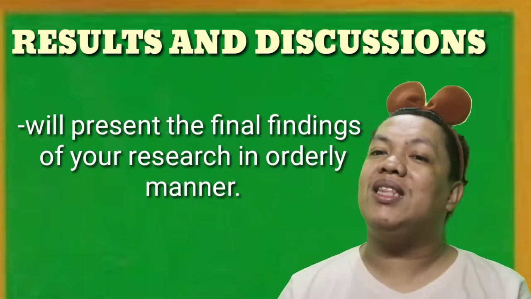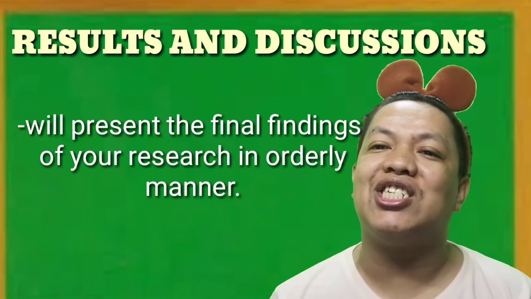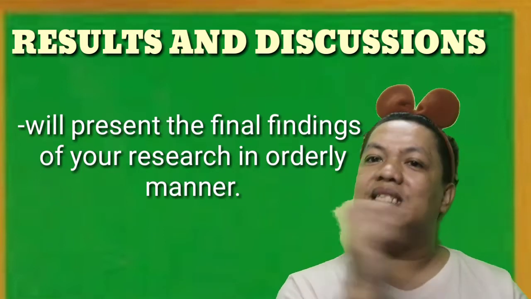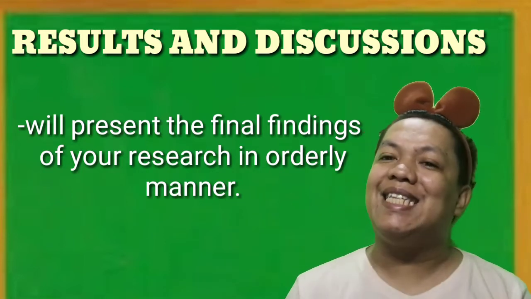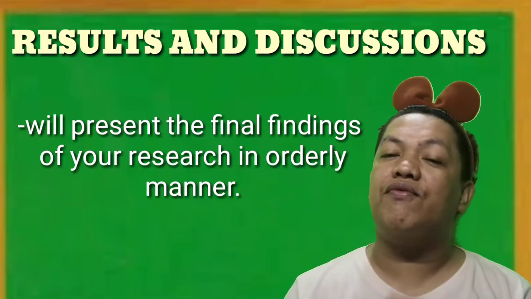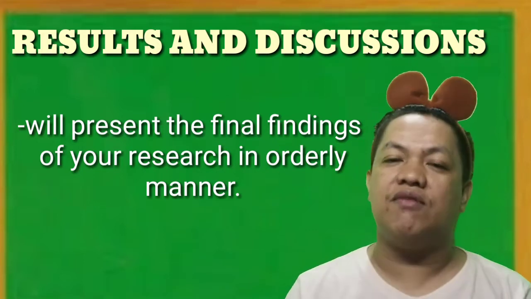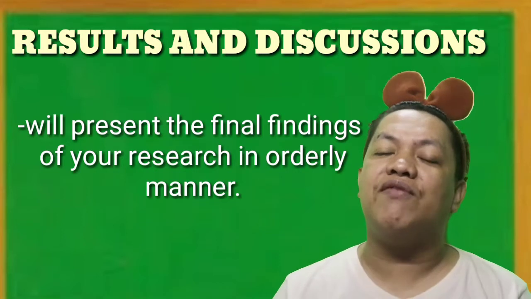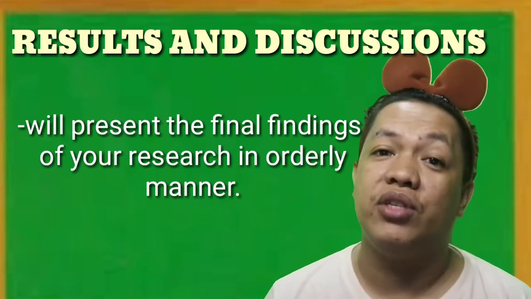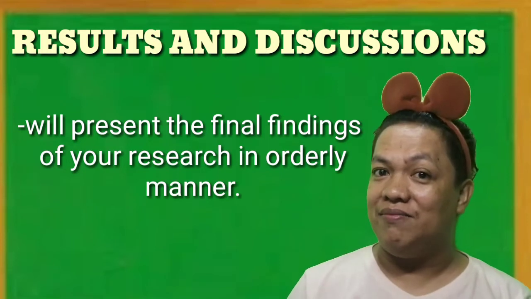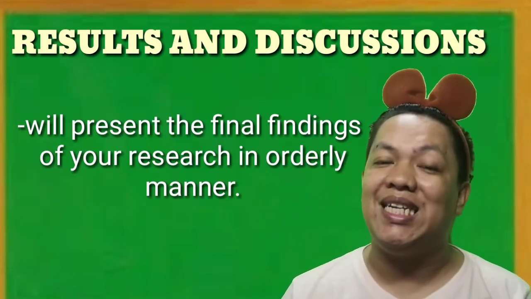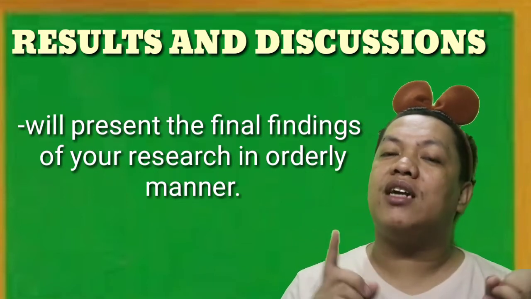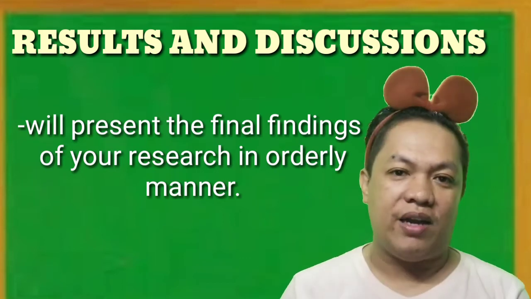Whatever is your objective 1, you indicate first in the results and discussion the result or the findings of your objective 1, followed by objective 2 findings, objective 3 findings, and lastly, whatever is the findings of your objective 4, which is the very last objective of your research. Or if you have 5 objectives, let the findings of the 5th objective be the last part of the results and discussions. Are we clear on that?